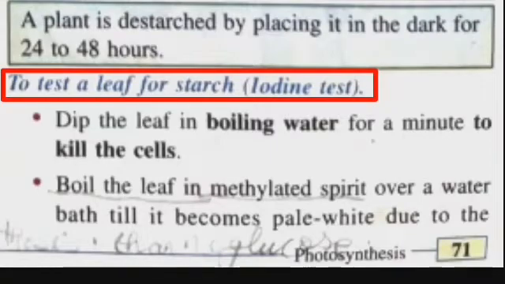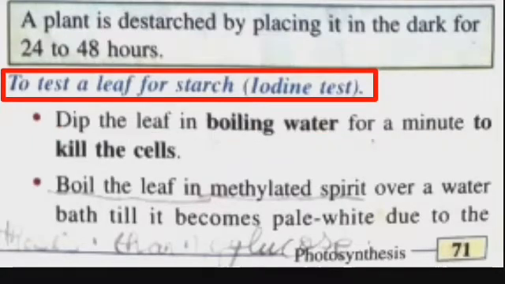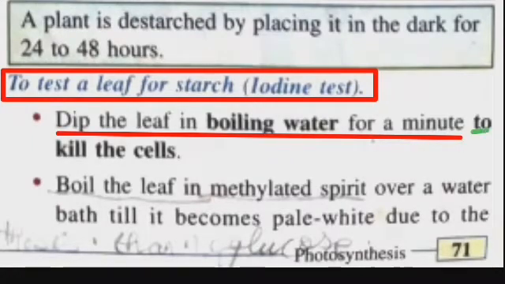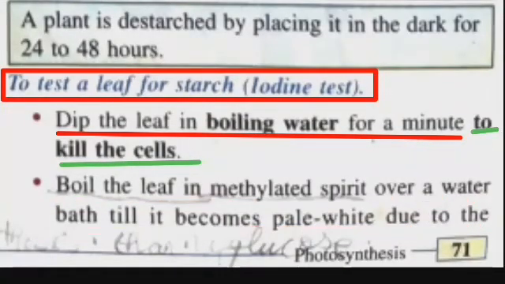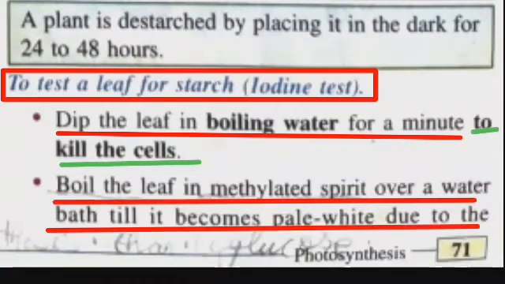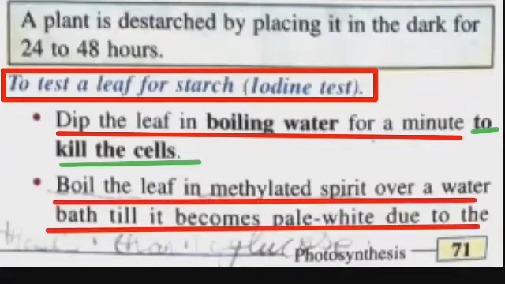And the first step is we have to boil the leaf in water. Why? To kill the cells. And one thing, please remember the reasons also why we are doing this. Second step is, now we have to boil this leaf in methylated spirit or an alcohol. Why? The reason will be to remove the chlorophyll. And how do we know that the chlorophyll is being removed from the leaf?